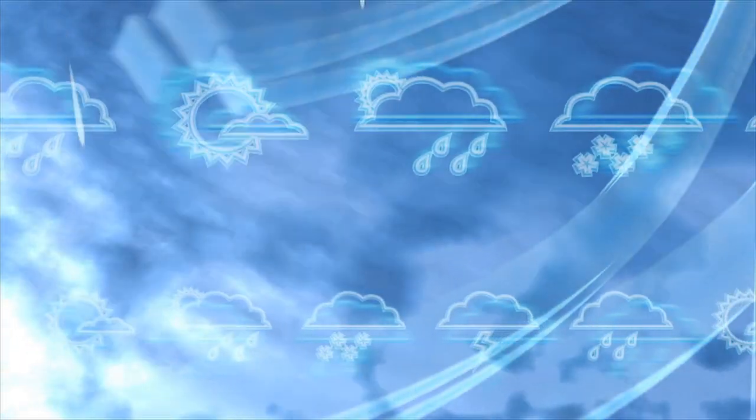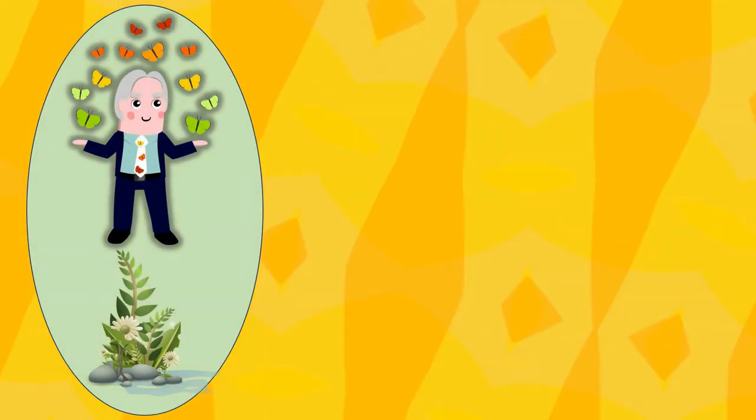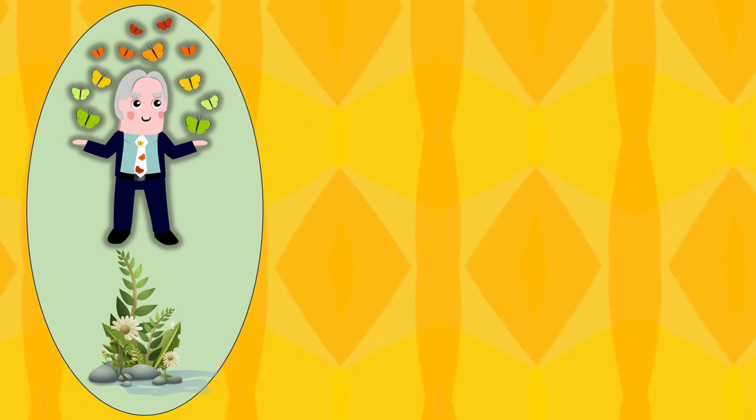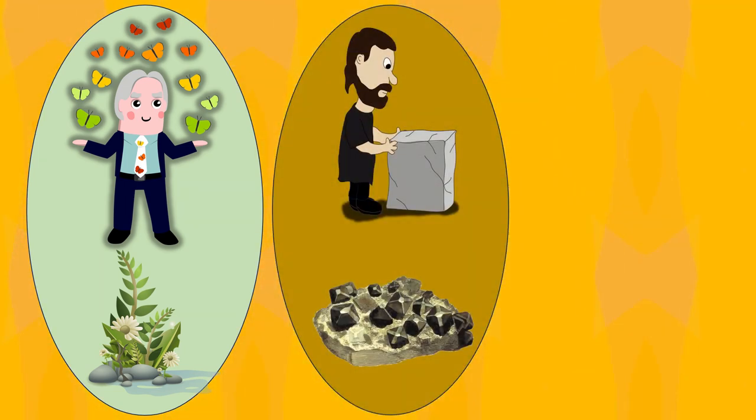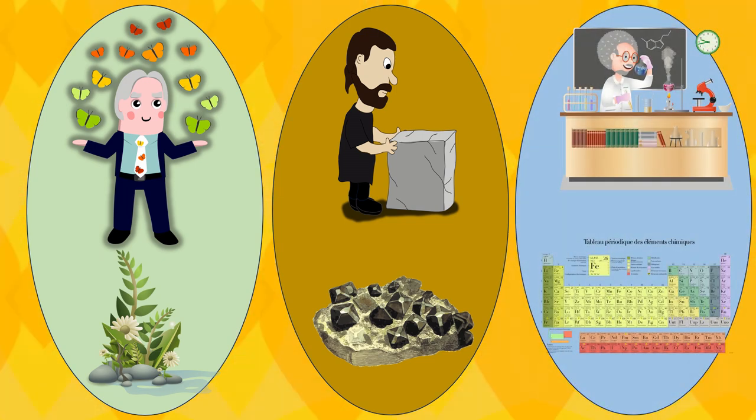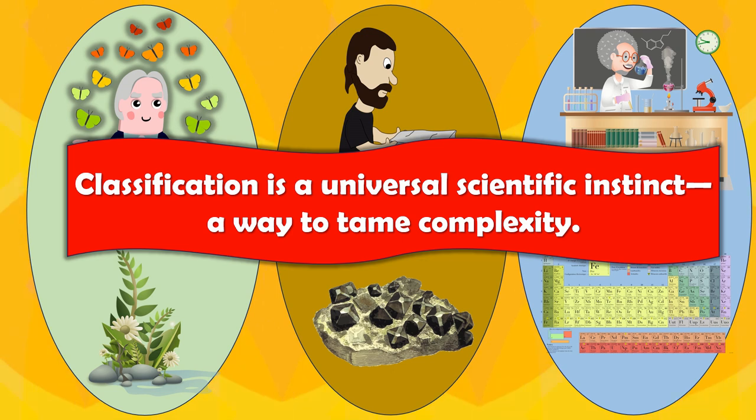In that sense, climatology joins a long tradition. Biologists group life into kingdoms and species. Geologists sort rocks and minerals. Chemists arrange elements into periodic families. Classification is a universal scientific instinct, a way to tame complexity. And yet, climate is perhaps the most dynamic of all.